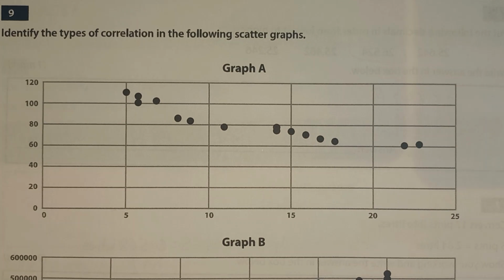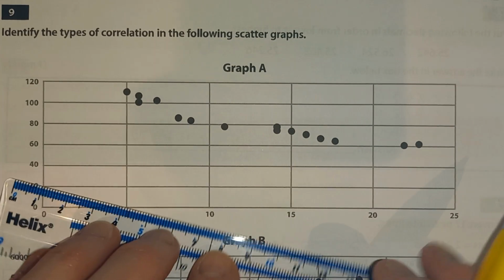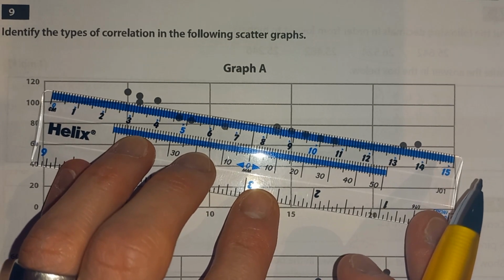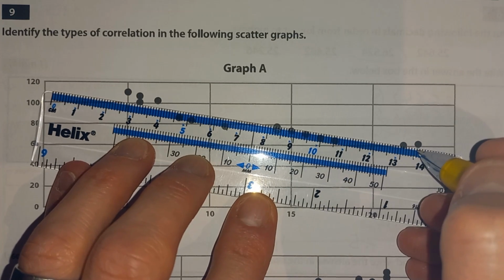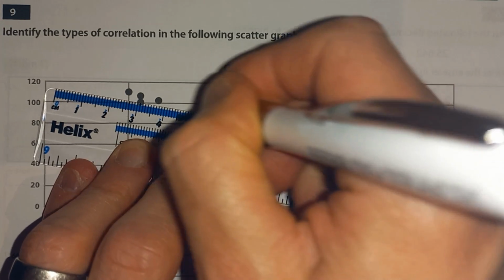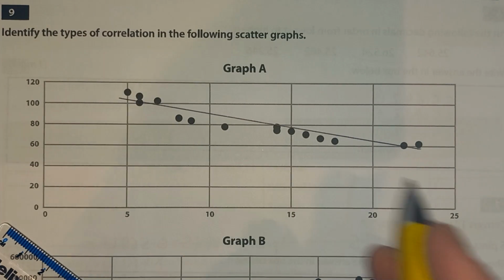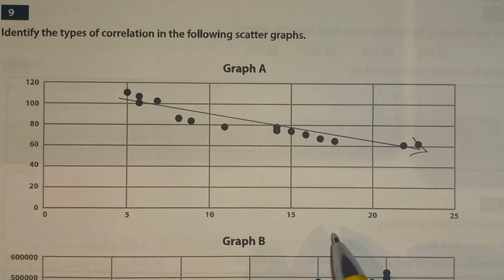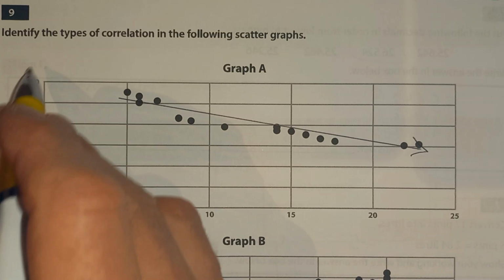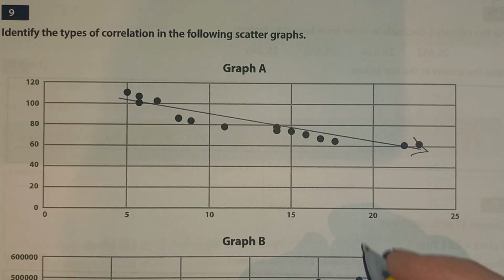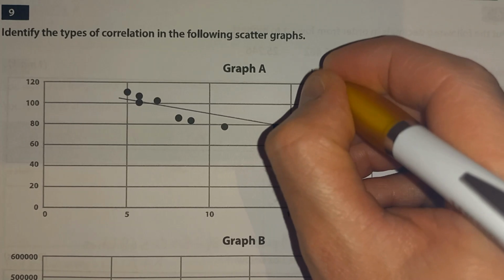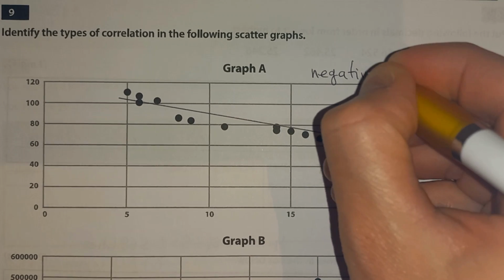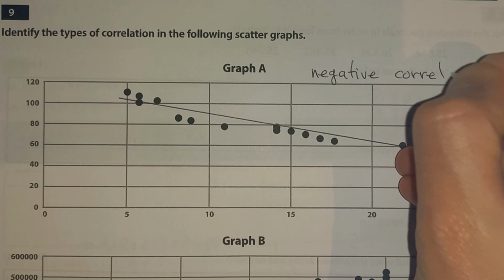Okay, question 9. Identify the types of correlation in the following scatter graphs. Okay, well, we've got one here. Well, we don't have to, but I think it's going to help if we draw a line of best fit. So that's a line that goes through the data, following the overall pattern, with roughly the same number of points above as below. So we've got this line which is going down. So as our x gets bigger, our y gets smaller, and we describe that as a negative correlation.